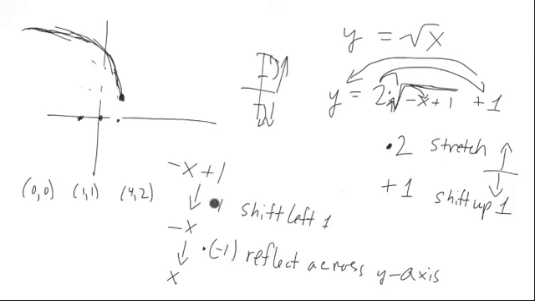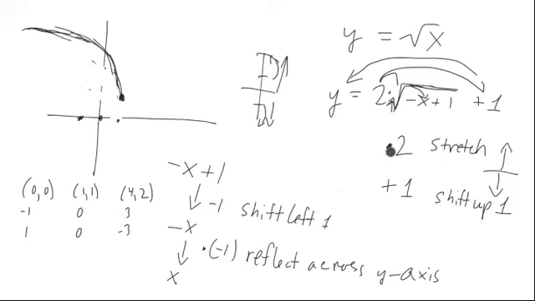So for the x, you subtract 1 and multiply by -1. So first subtract 1 from them all. So you get -1, you get 0, you get 3. Next, you multiply all of them by -1. So 1, 0, -3. Those are the final x coordinates.